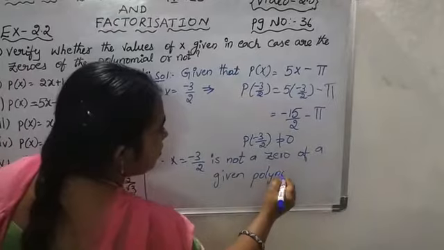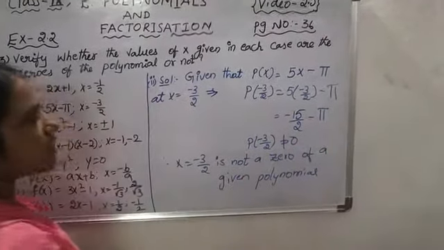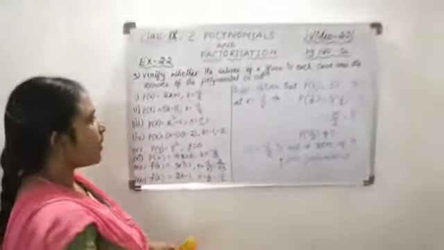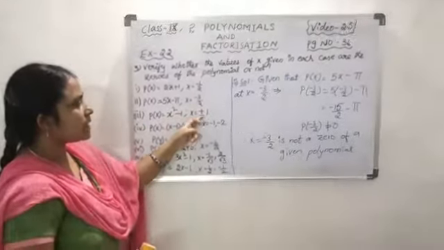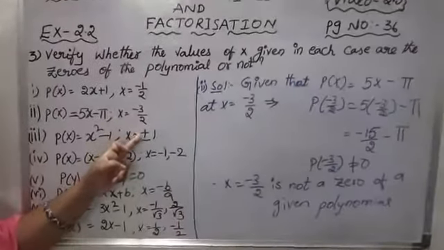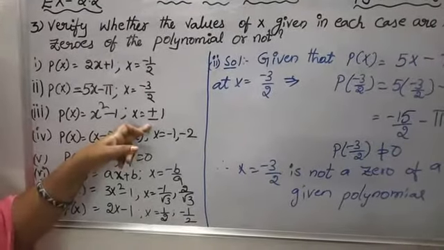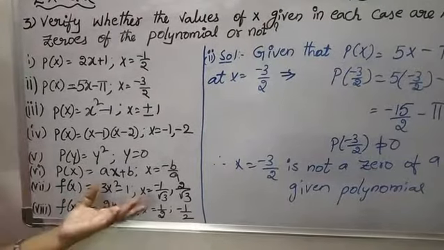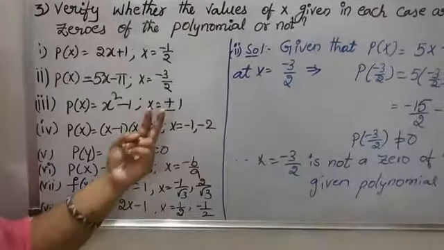Understood? If we are getting remainder 0, we can write zero of a polynomial. If we are not getting remainder 0, it is not the zero of the polynomial. Same like that, we have to do the third and the remaining ones. X is equal to plus or minus 1 means one time you should substitute plus 1, we will get some answer. Next we substitute minus 1, we will get some answer. Comparing that, if you are getting 0, write zero of the polynomial, otherwise not a zero. Here minus 1, do twice.